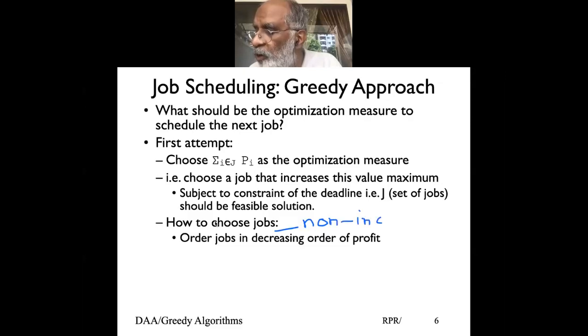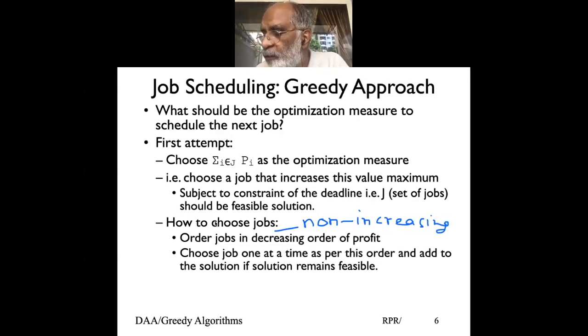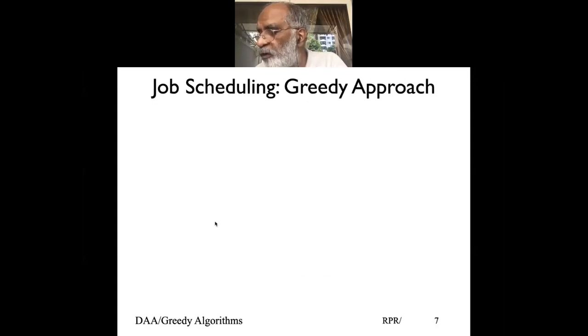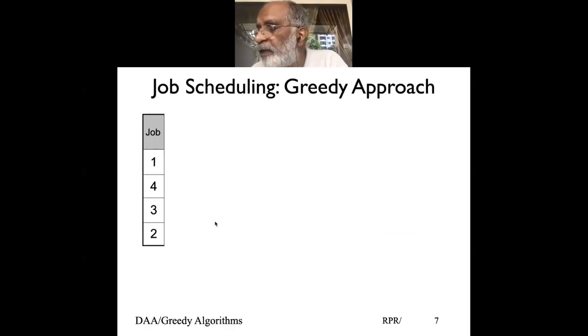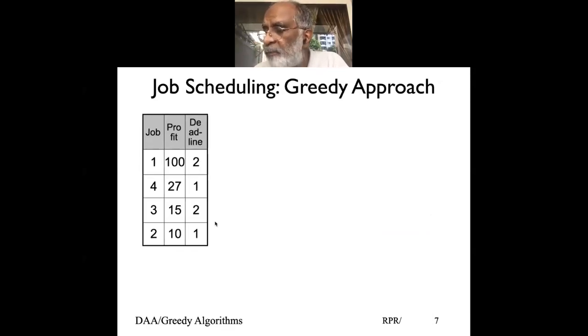Non-increasing, because two jobs could have the same profit. Decreasing order means you cannot have that. Non-increasing means two jobs could have the same profit. So order jobs in non-increasing order of profit. Choose one job at a time as per the profit order. Check for feasibility. If it's feasible, include the job. If it is not, discard and look at the next job. And that is overall the primary thing we will do.